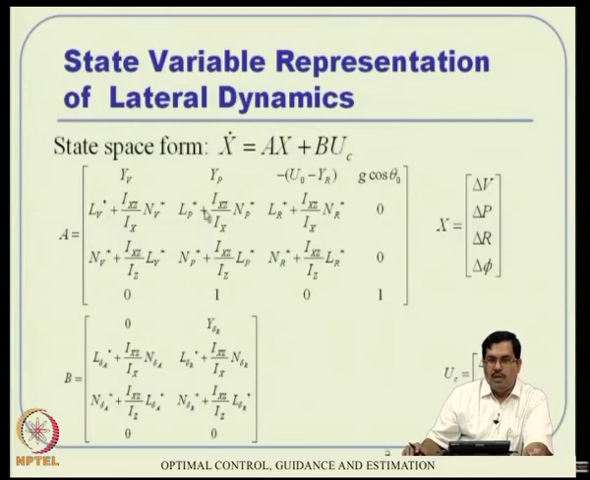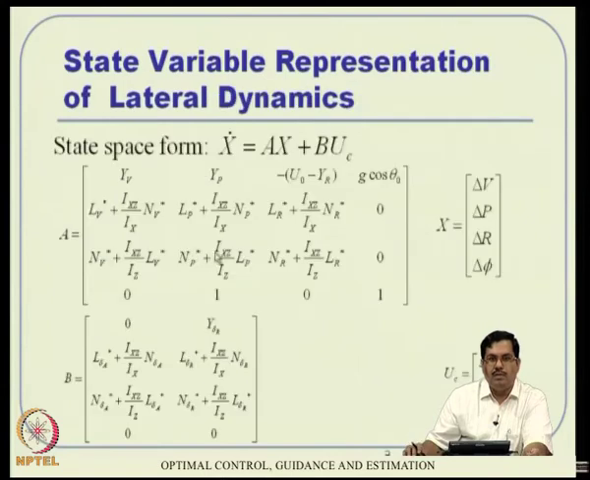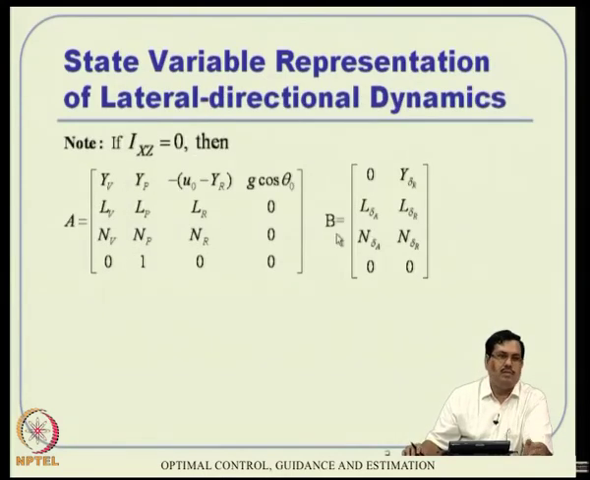Now similarly, in the lateral dynamics, you can decompose that into 4 more variables, which are not the same as the other variables. Here you talk about V, P, R and phi. Phi is the roll angle, and then the A and B matrices are given like that, with all these parameter values. Similarly, if Ixz is also 0, which happens in missiles, then whatever you see here will further reduce to this rather simple looking form.